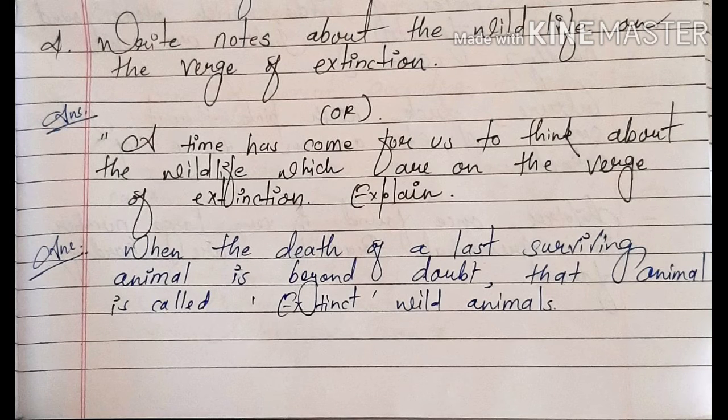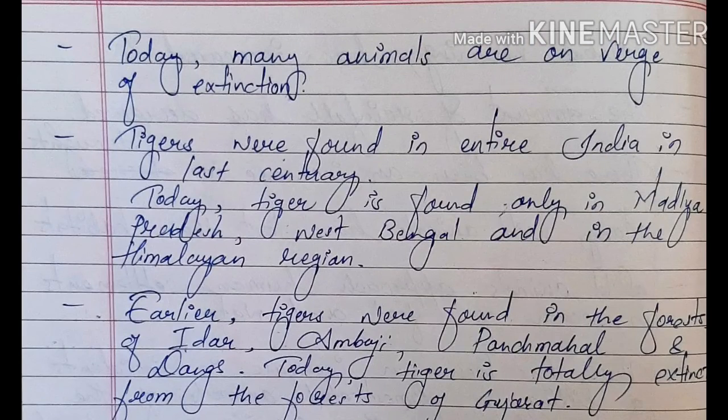Fourth question is, write notes about the wildlife on the verge of extinction. Or, a time has come for us to think about the wildlife which is on the verge of extinction, explain it. And the answer is, when the death of the last surviving animal is beyond doubt, that animal is called an extinct wild animal. Today, many animals are on the verge of extinction.